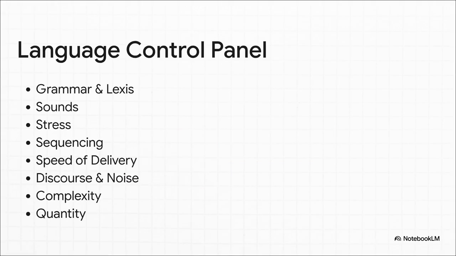So, how do you do it? Well, think of it like this. You've got a language control panel with a bunch of different dials you can adjust. The source material breaks it down into 8 of them. You can tweak the grammar and vocabulary you use, how fast you talk, and even how much extra noise, filler words you throw in there.